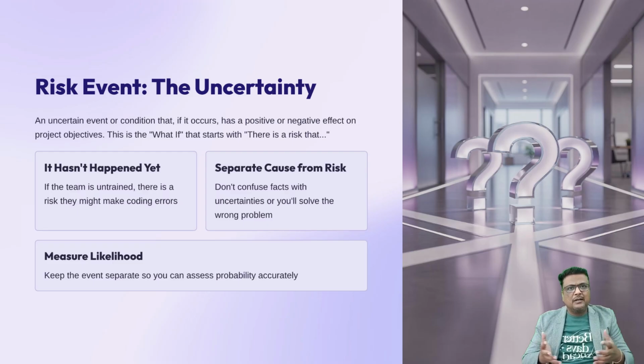Let's break this down together. If you confuse the cause with the risk, you'll end up trying to solve the wrong problem. You've probably seen this where people panic about a risk that is actually already a fact. By keeping the event separate, you can measure how likely it is to happen. But even if it does happen, we need to know the so what of the situation, which brings us right into our next step, the effect.